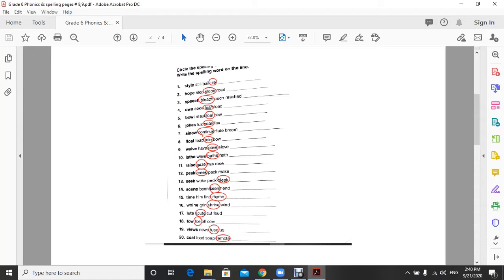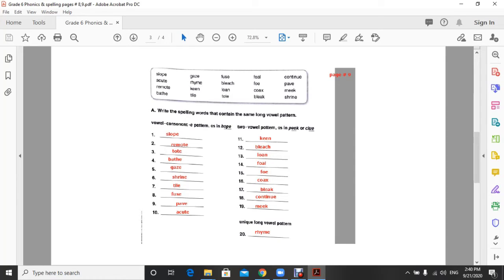Style, tile. Number 2, hope, slope, speech, bleach, own, loan, bowl, foul, joke, coax, sinew, continue, float, tote, wave, pave, lace, bath, raise, gaze, peak, meek, seek, bleak, seen, keen, time, rhyme, wine, shine, lute, acute, top, four, views, fuse, court, remote. And now moving to page number 9.